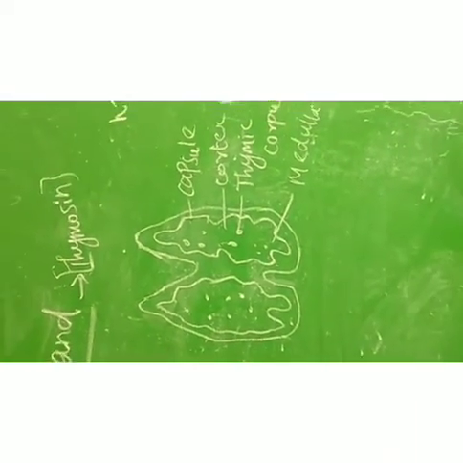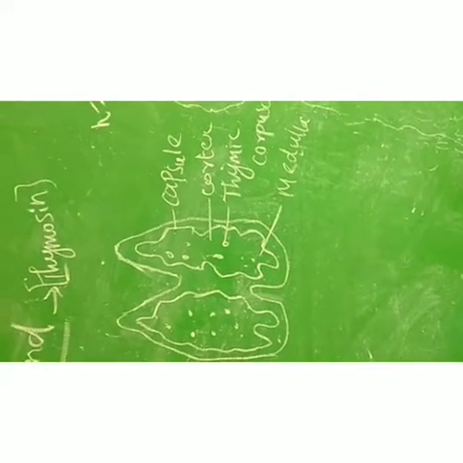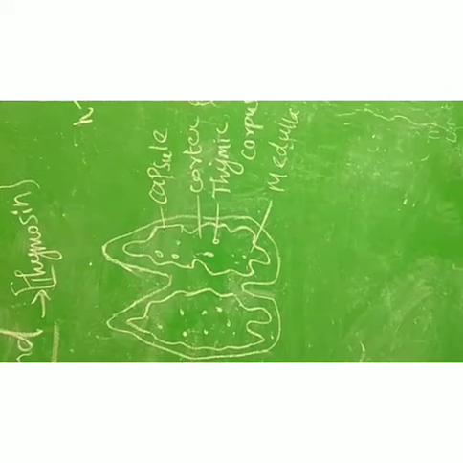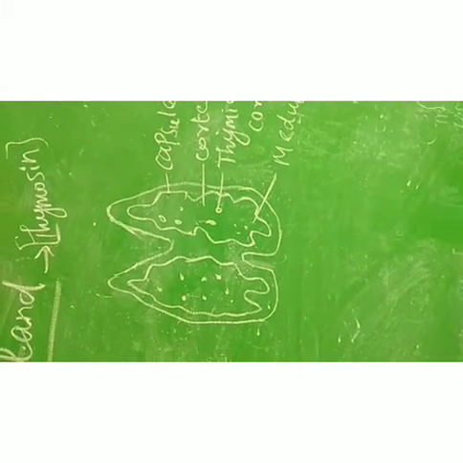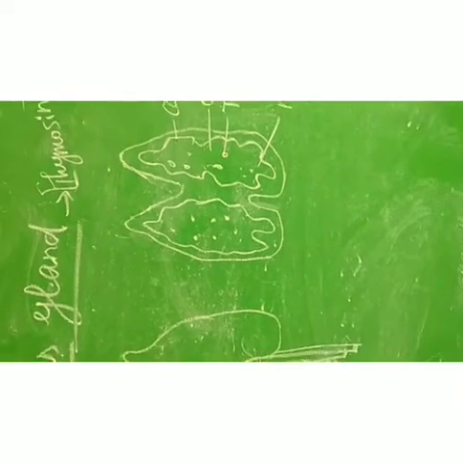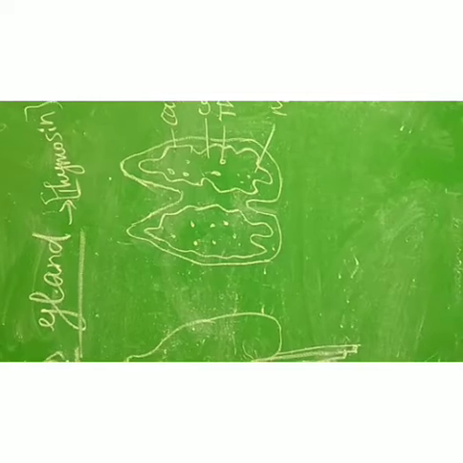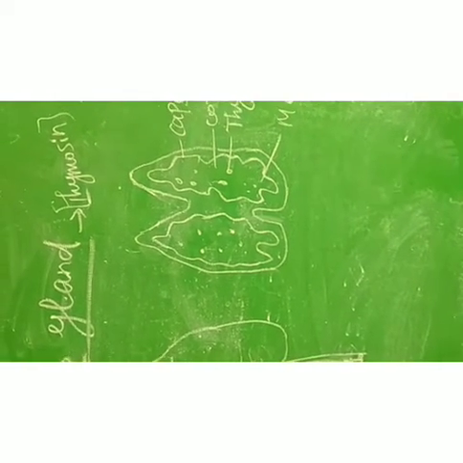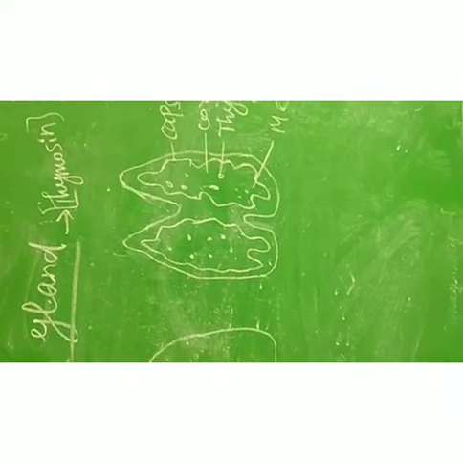Now we see the structure of the thymus. Outside is the capsule, then the cortex region, and inside the medullary region, where the thymic corpuscles are also present. These cells secrete the hormone called thymosin. What is the function of thymosin? It has a stimulatory effect on immune function. It stimulates the production and differentiation of lymphocytes. This is the main function of the thymus gland.